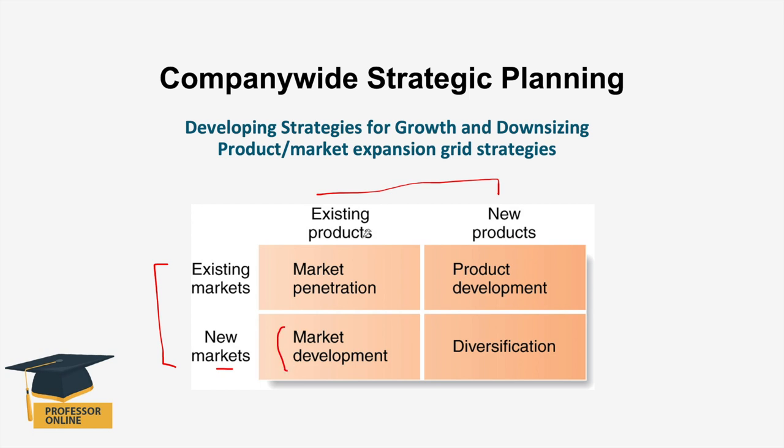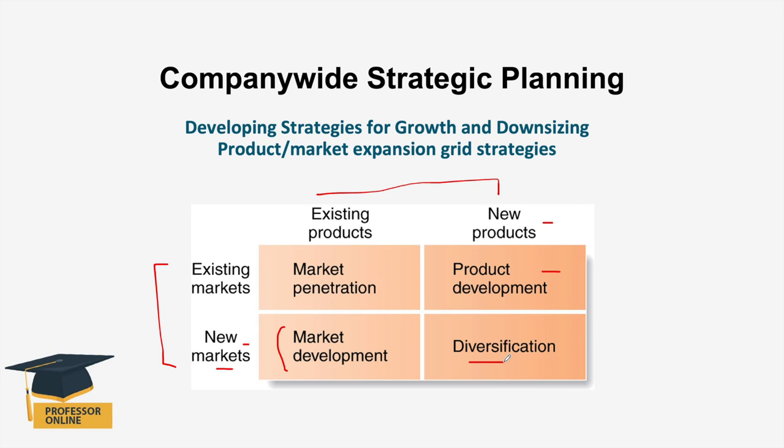For example, you've got a mobile phone in a US market, and you're going to launch it in a new market, for example, Fiji or New Zealand. Your brand does not exist in New Zealand, but it does exist in the US. So you're going to launch that mobile phone in New Zealand, which is a new market for you. So you will be using a market development strategy in that case. Now your product is new, and you're launching it in an existing market. The market already exists, so your strategy will be product development. And if your product is new and it's a new market, then you will be using a diversification strategy.